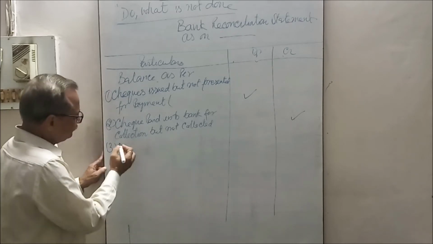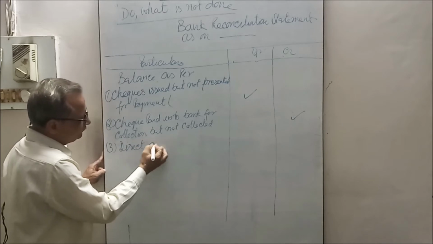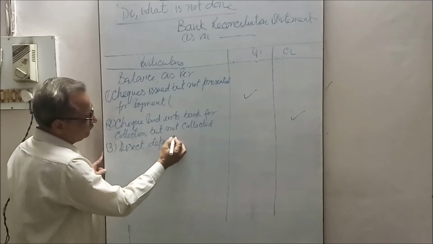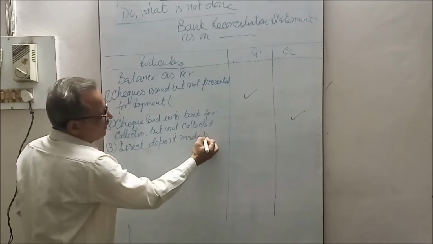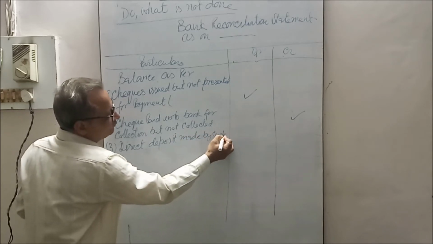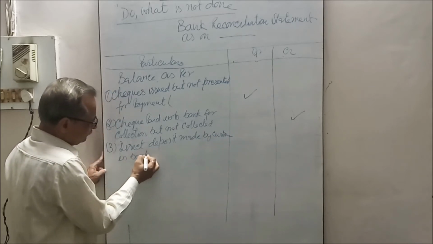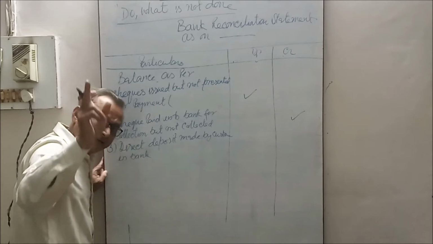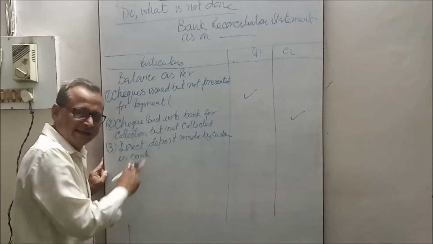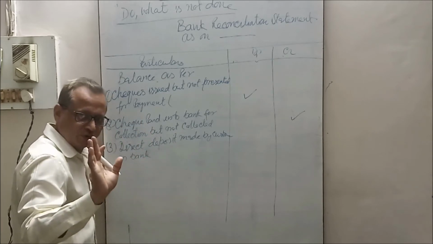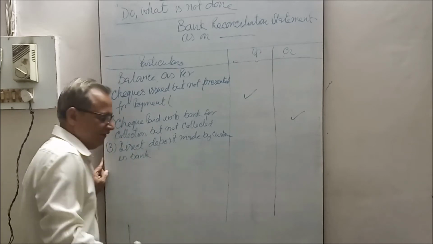Third, direct deposit made by customer in bank. Item credited in the passbook, not debited in the cash book. A direct deposit is directly credited in the passbook, but although the information was received, it was not debited in the cash book. What is not done? Not debited, so debit it.